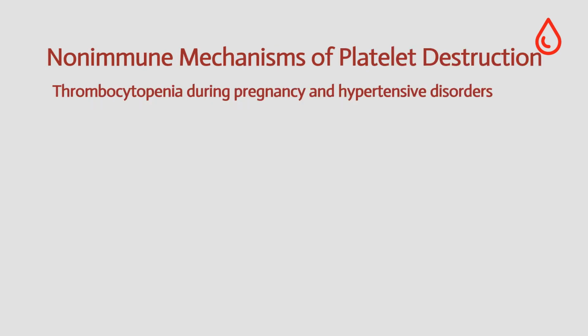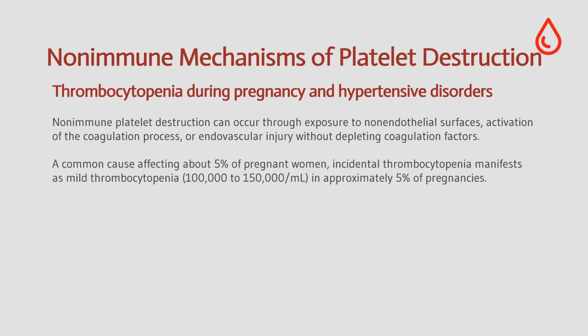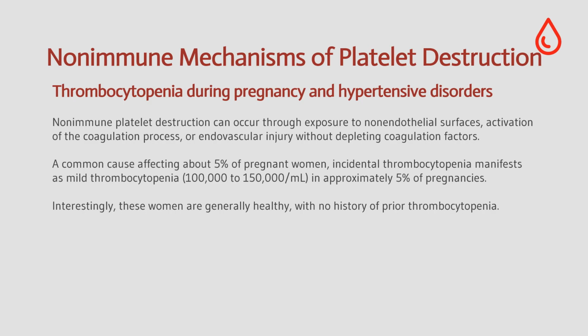Let's explore non-immune mechanisms of platelet destruction and delve into thrombocytopenia during pregnancy and hypertensive disorders. Non-immune platelet destruction can occur through exposure to non-endothelial surfaces, activation of the coagulation process, or endovascular injury without depleting coagulation factors. A common cause affecting about 5% of pregnant women, incidental thrombocytopenia manifests as mild thrombocytopenia, 100,000 to 150,000 per milliliter, in approximately 5% of pregnancies. Interestingly, these women are generally healthy, with no history of prior thrombocytopenia.